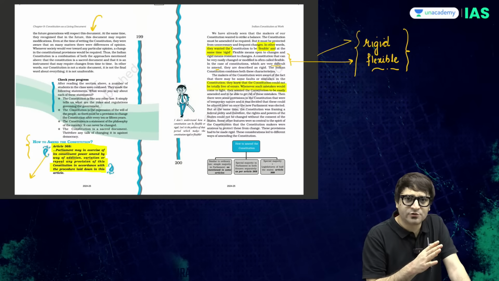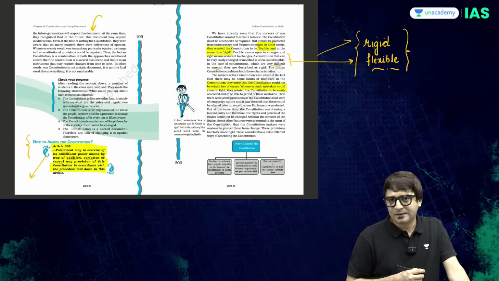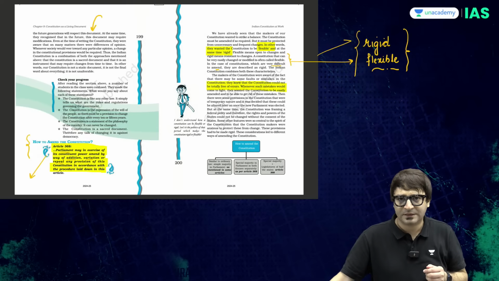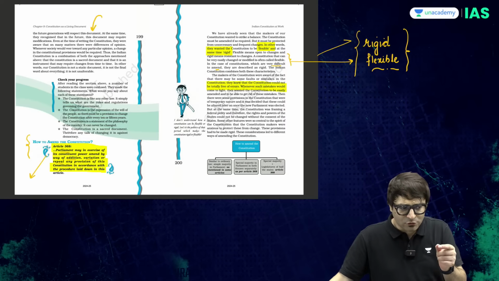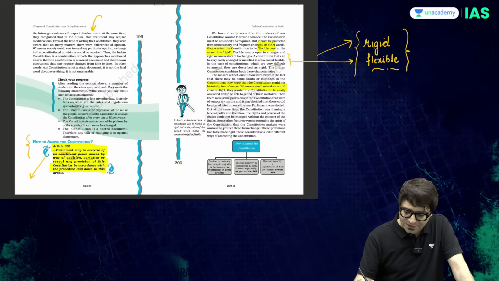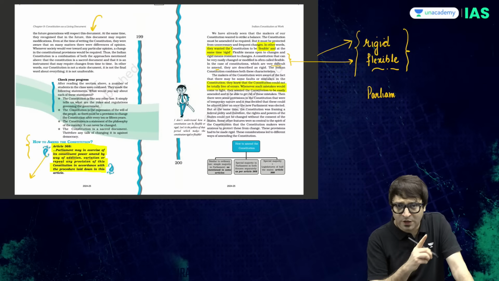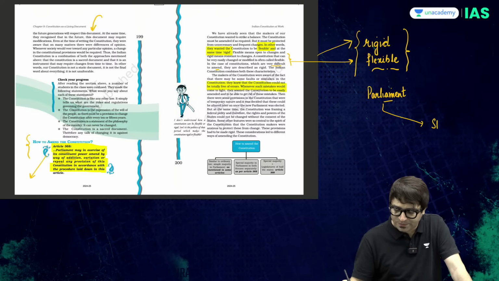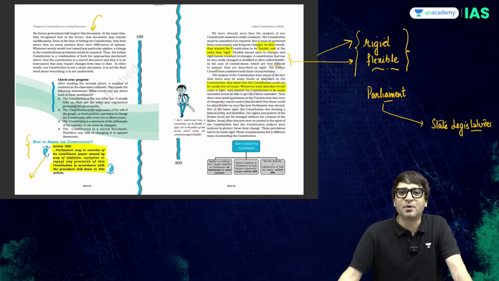But there is another explanation of rigidity and flexibility. To my understanding, rigidity of the constitution does not mean that constitutions are very difficult to amend. Flexibility does not mean that constitutions are very easy to amend. Rigidity means whether this power to amend the constitution should be given only to the central legislature, which is the parliament, or whether this power should be shared with the state legislatures as well. Because we are a federal polity.